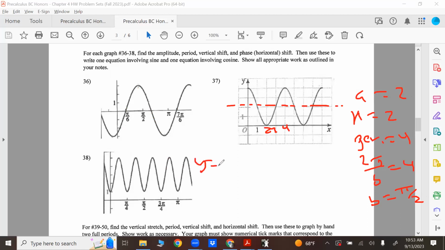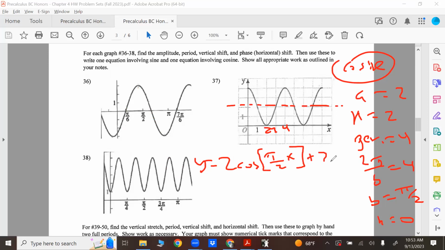So y equals 2 sine. Actually, do the cosine first, because there's no phase shift for cosine. H is 0 if we do this for cosine. So 2 cosine, bracket pi over 2 x, and the bracket, then you need parentheses, plus 2.